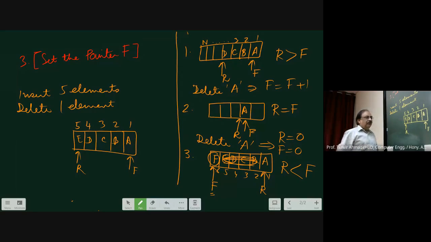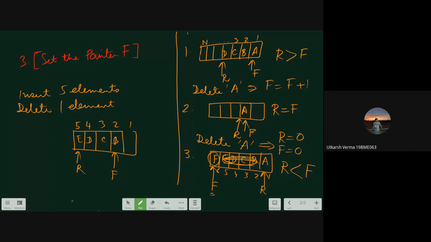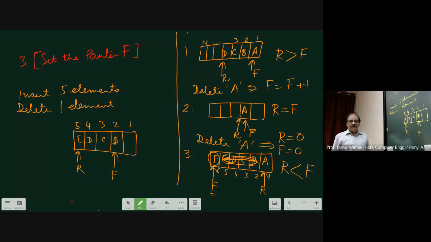Tell me, what will happen? Where will F go? If I delete one element, where will F be? Obviously, at the position 2. It will always delete this one. It is going to delete this one, and then F will point over here. B. F will point to this place. Correct? Fine. Now, I will insert one element.